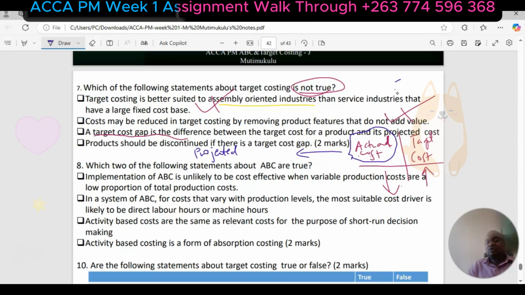Where I was saying the target cost, the difference between target cost and actual cost, I was actually referring to actual cost as projected cost or estimated cost. Estimated or projected costs. All right. What are these?